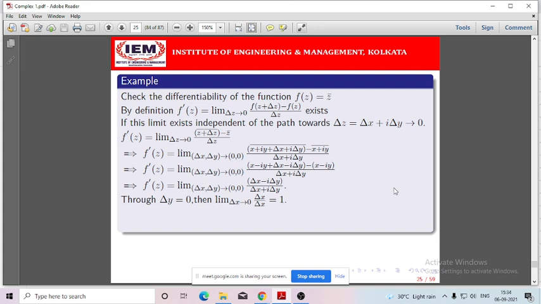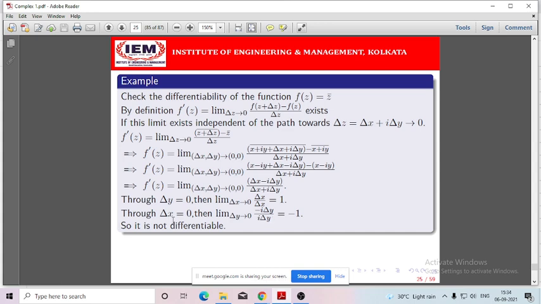We can approach the origin through numerous paths. You can approach the origin from the x-axis, and we can approach the origin from the y-axis also. If we approach along the x-axis, then del y tends to 0, so through the x-axis we approach 0, 0. That is del y equals 0. Then the limiting value will depend on del x only. So limit del x tends to 0, if del y equals 0, this will be 0, this will be 0. So the limiting value will be 1.